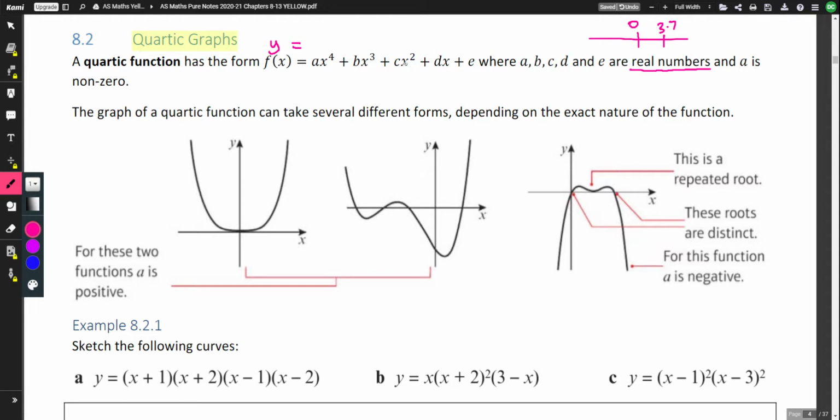A is not 0, because if A was 0, then it would not be a quartic anymore. So A, B, C, D, E could be any number. The only restriction is A is definitely not 0.